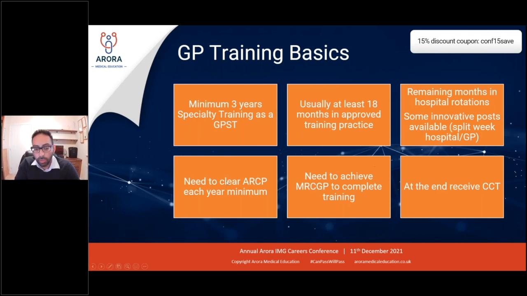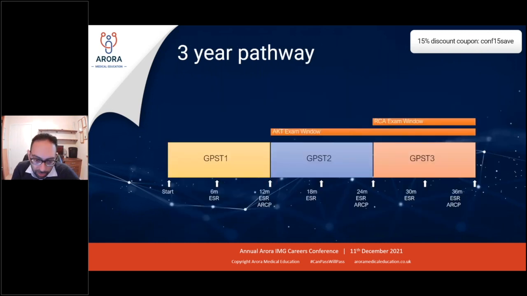The other thing that you need to do is, number one, clear 3 years of ARCP, but also you need to complete MRCGP. MRCGP has to be completed for you to complete GP training. It's not like MRCS or MRCP, where you can take them and not pass everything and still carry on doing locums, for example, as SHOs in medicine or surgery. If you do not pass MRCGP, you cannot complete GP training and you cannot work in general practice. It's very, very important to remember that. Things might change, but currently this is how you need to think about your training as a GP trainee.